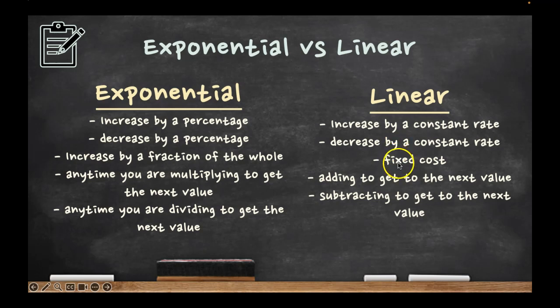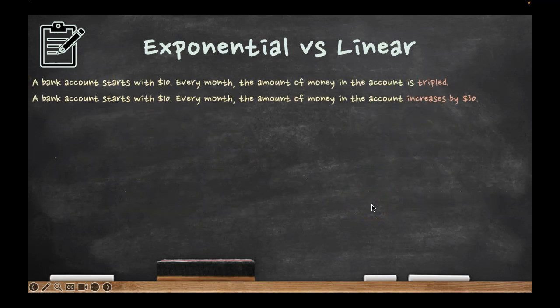And then another linear cue: if it says a fixed cost, or it says adding to get to the next value or subtracting to get to the next value. So here are some situations, and then you can decide if they're exponential or linear. The bank account starts at $10. Every month, the amount of money in the account is tripled. That's multiplying by 3. Increases by 30. That means it's a constant rate each time. So that makes it linear, while this one is exponential.